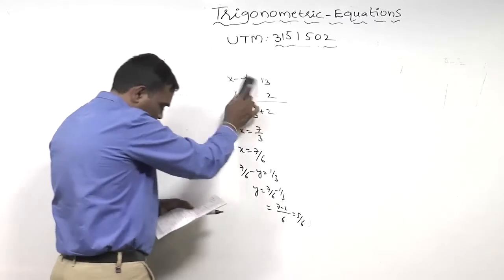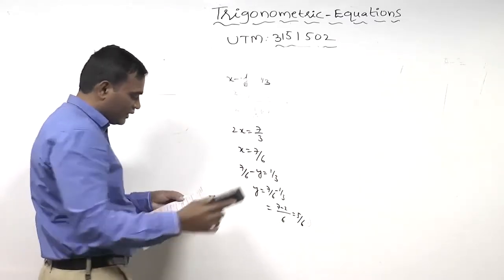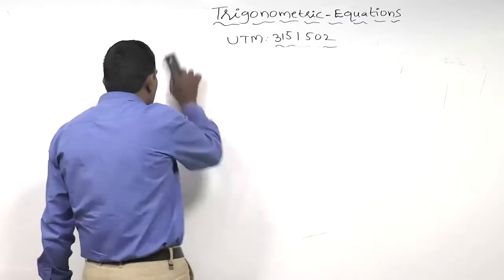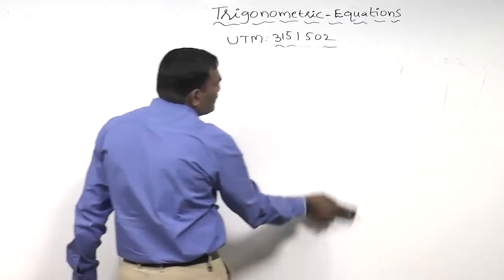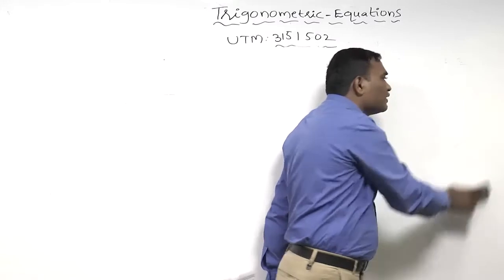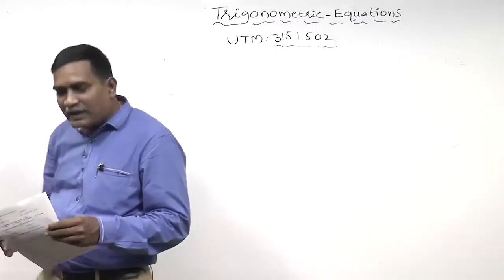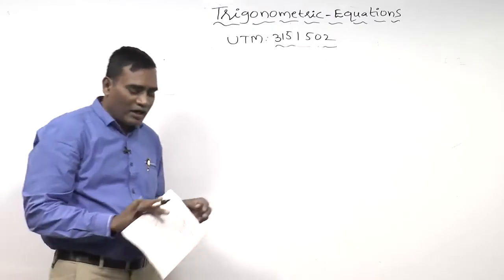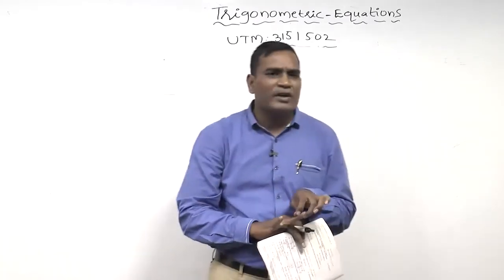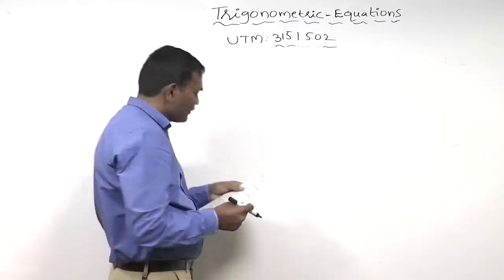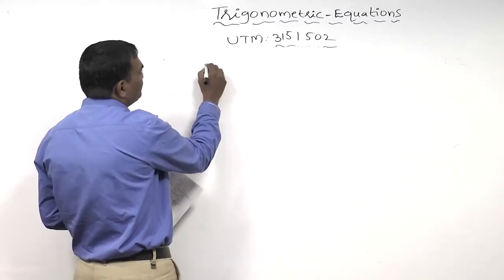What is there? f(x) is given, has real roots. Real roots means what? Real roots means delta is greater than or equal to 0. In a quadratic equation, when the roots are real, delta is greater than or equal to 0. What is delta? Discriminant. Discriminant means b square minus 4ac.